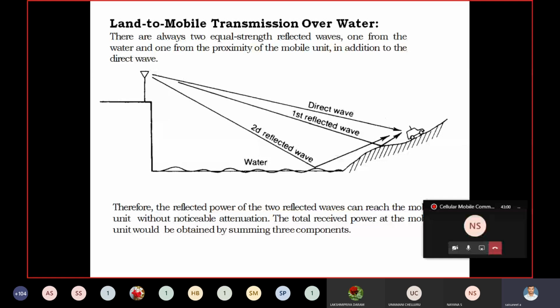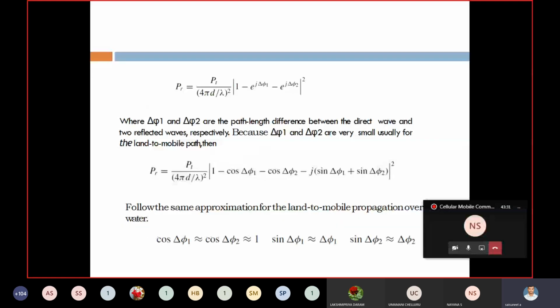This is the general equation. PR equals PT by (4 pi d by lambda) squared, this is a fixed term, times the modulus of 1 plus AV into e power j delta phi 1 plus e power j delta phi 2, whole squared. Why are we taking two exponentials, j delta phi 1 and j delta phi 2? In the previous figure, delta phi 1 is the phase difference between the direct wave and the first reflected wave, and delta phi 2 is the phase difference between the direct wave and the second reflected wave. That's why I have to consider two exponentials.